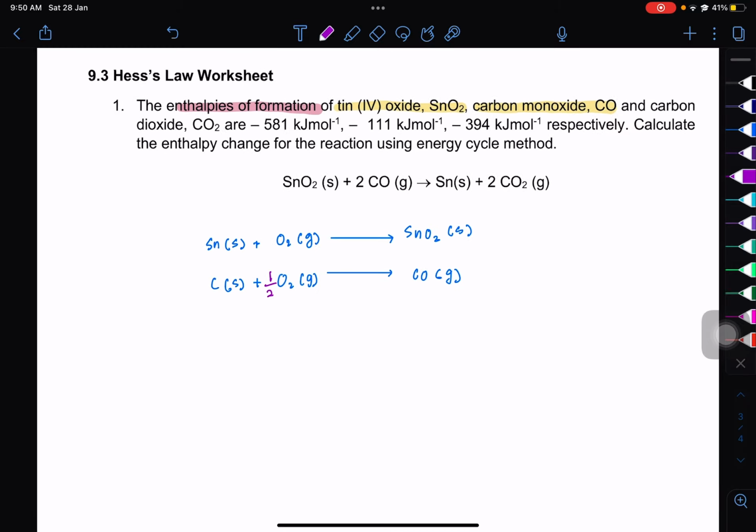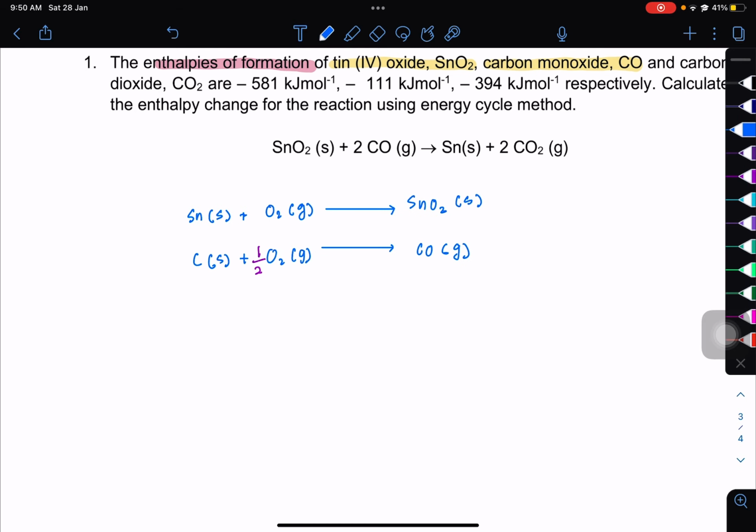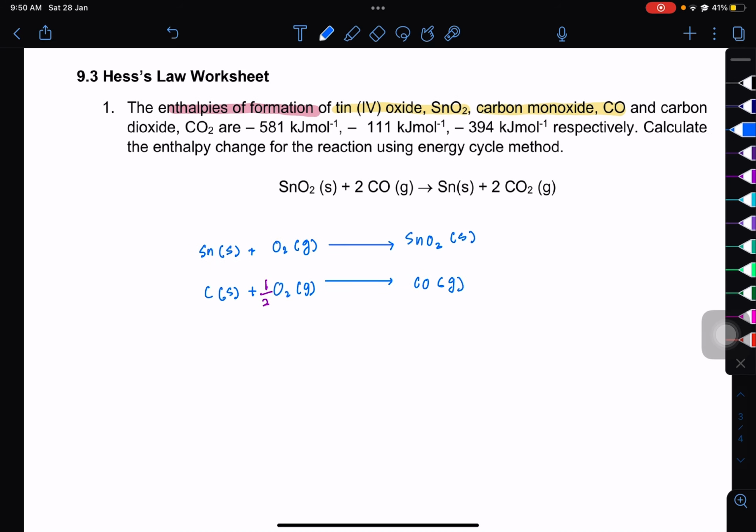So that is the equation for carbon monoxide. And then carbon dioxide. Carbon dioxide is also a gas, formed from carbon in solid and oxygen in gas. This one is already balanced, so you do not need to balance the equation.